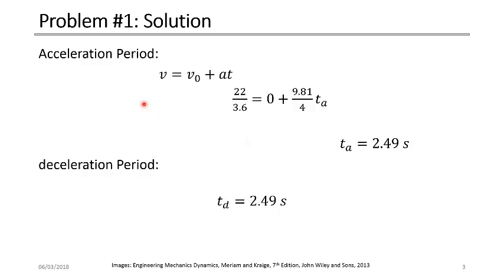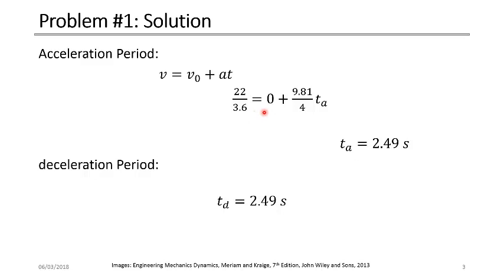We can break down the problem into three different parts. The first part is acceleration, the second part is deceleration, and the third part is the run in between, the constant speed part. During the acceleration period, because the acceleration is constant, we can apply this equation. We have a rectilinear motion, so v, the final velocity, is equal to the initial velocity plus the acceleration multiplied by the time. The final velocity here is given as 22 kilometers per hour. If we divide this by 3.6, we convert it to meters per second.